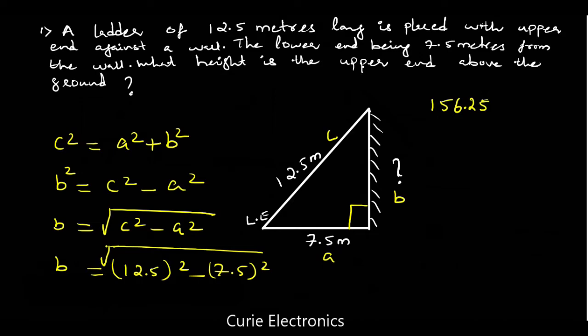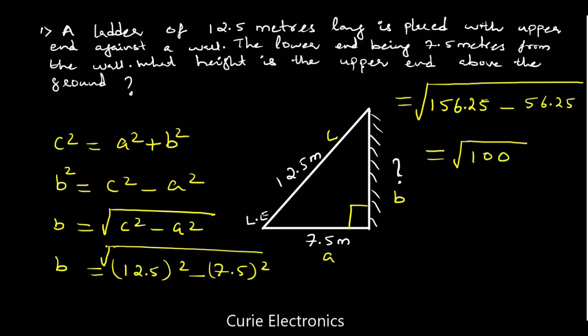Minus 7.5 square. What is 7.5 square? That is 56.25. This is under the square root, right? And so which equals what we get? We will get the square root of 100. Correct. 156.25 minus 56.25, we will get 100. So which equals 10.